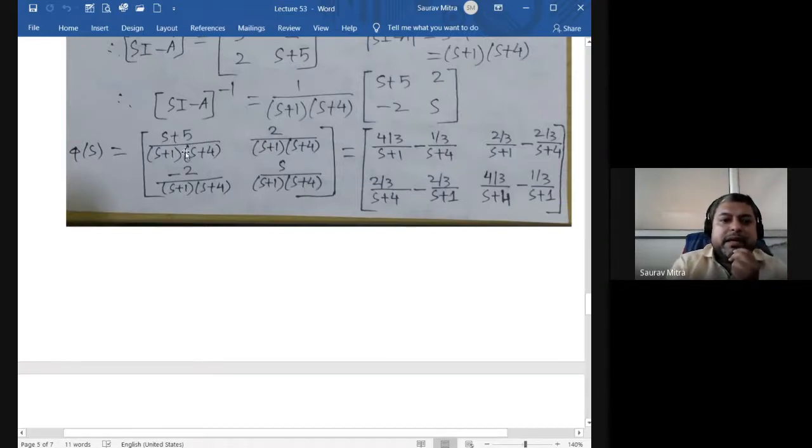So for s plus 5 by s plus 1, s plus 4, doing the partial fraction doesn't take more than a minute. Or even 1 minute is too much. In 30 seconds, you can find out this partial fraction. So all these partial fractions together should not take more than 2 minutes. And after you do the partial fraction, in the s domain it is 4 by 3, 1 by s plus 1.